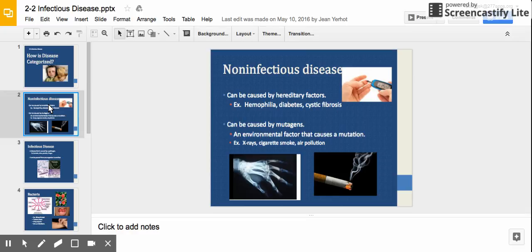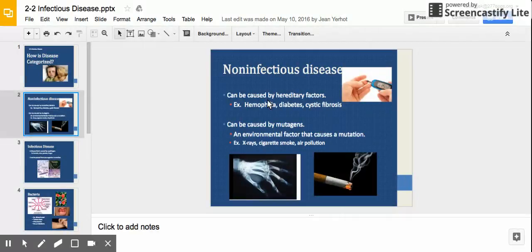Non-infectious diseases are diseases that cannot be passed from one organism to another. They can be caused either by hereditary factors, things that you inherit from your parents, things that are found on your genes, or they can be caused by mutagens, environmental factors that cause mutations in your genes.